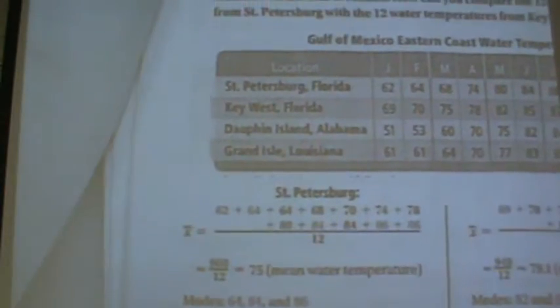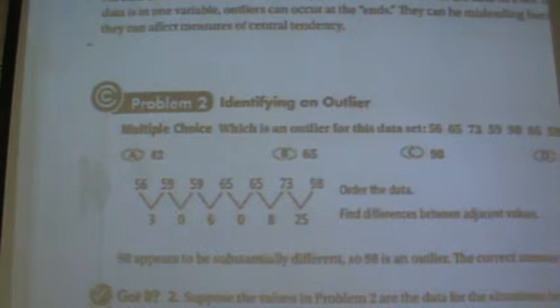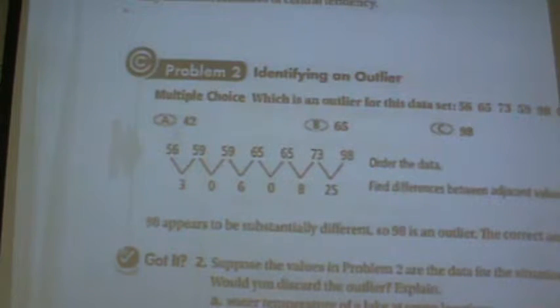So I just need to know, are you guys okay with mean, median, and mode? You guys are good? Okay, let's move on. What is an outlier? An outlier is a value that substantially stands out. It's different than all your other data.